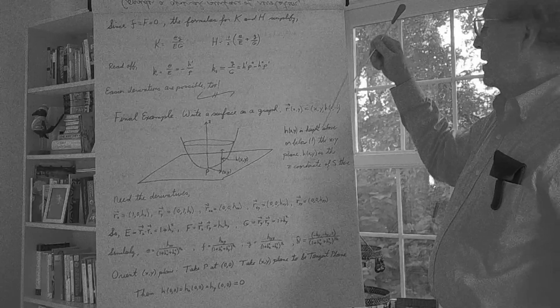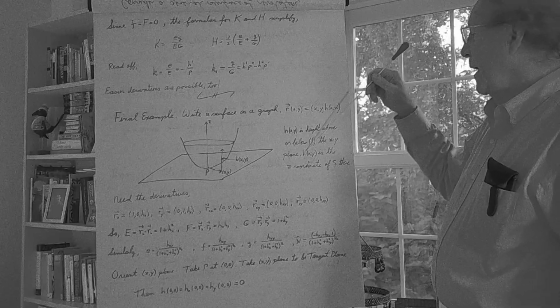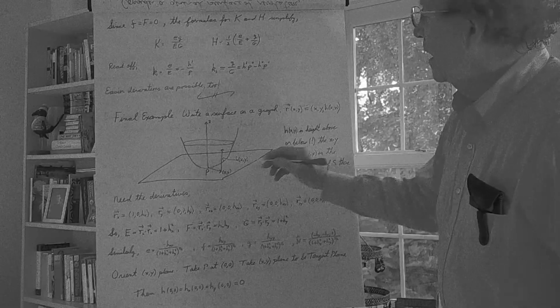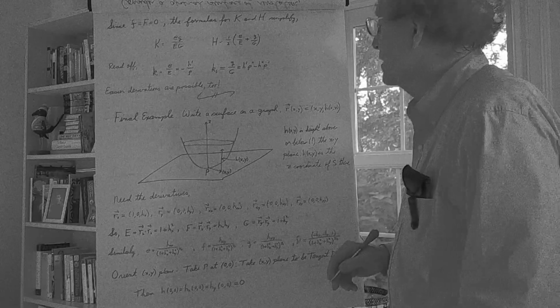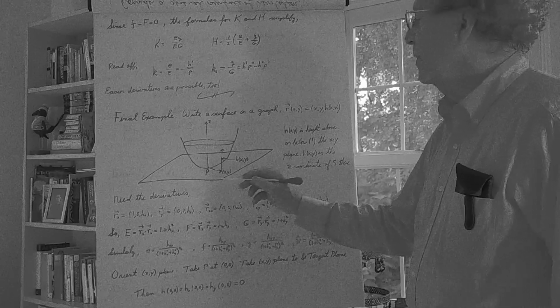So h of x and y is the height above or below the xy plane. Okay, h of x y is the z coordinate of s. And I've drawn it here for a particular situation where the surface all lies on one side of the plane xy.